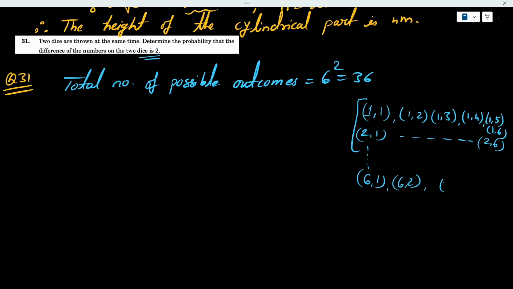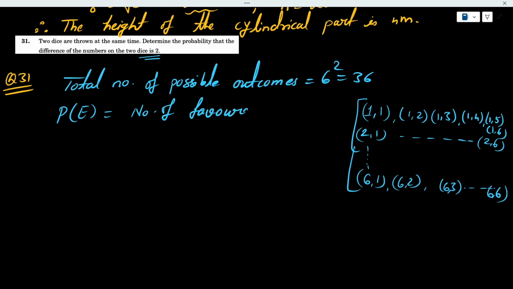Out of this, you need to choose the pair of numbers where the difference is 2, right? 6 3, and here if I take it here, it will be 6 comma 6. So these are the 36 outcomes. Now here, what are your favorable outcomes? Because the probability of an event is nothing but what is the formula? Number of favorable outcomes divided by total number of possible outcomes, right?